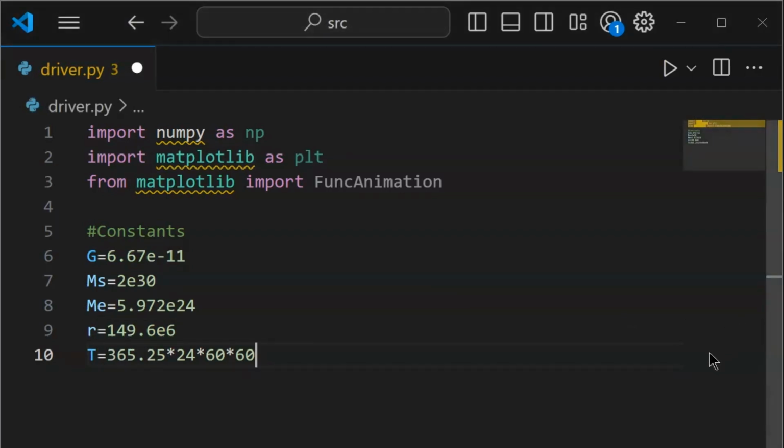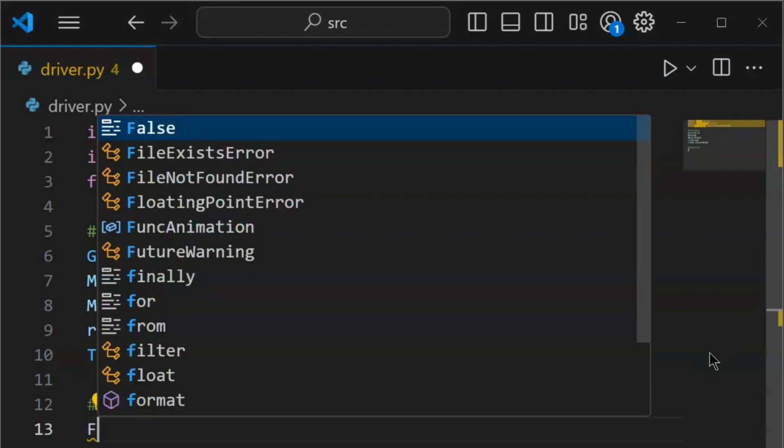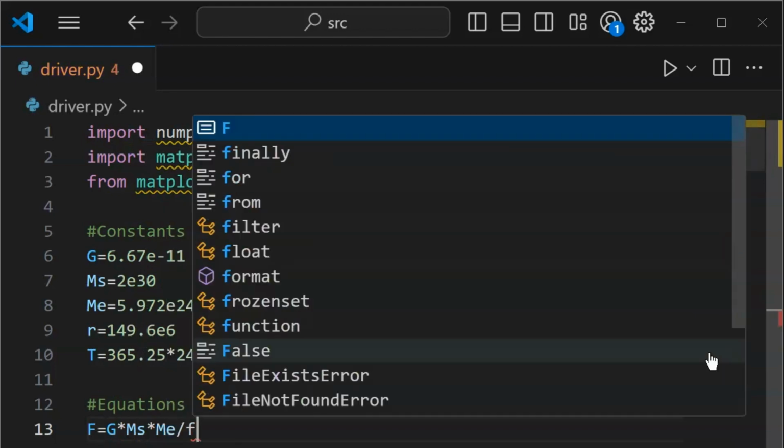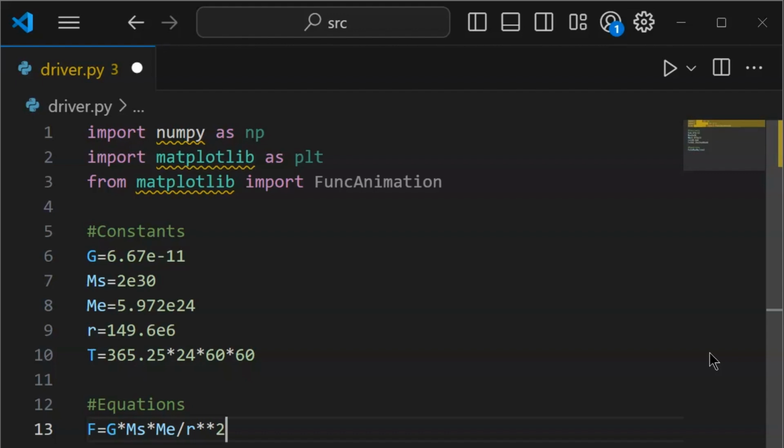Now that we're done with all the constants, we can start with the equations. First up we have the universal gravitation equation, which is basically an equation that helps us understand the force of gravity between two objects. The equation states that Fg, or the force of gravity, is equal to G m1 m2 divided by r squared, where m1 and m2 are the masses of two objects, r is the distance between them, and G is the universal gravitation constant. We have already defined that, so we may start. F is equal to G times mass of Sun times mass of Earth divided by r squared. Perfect.